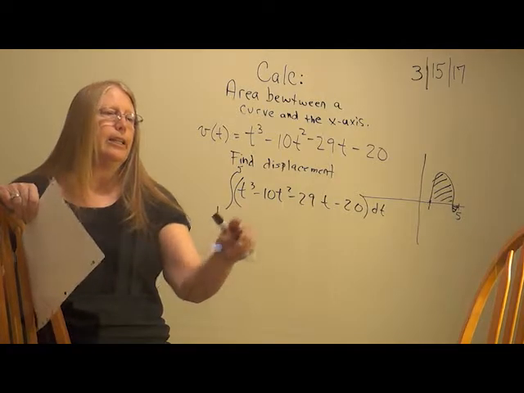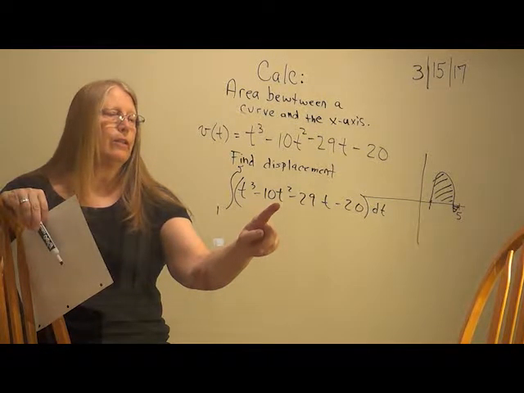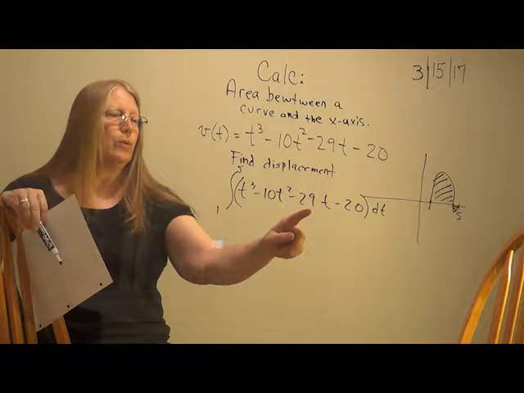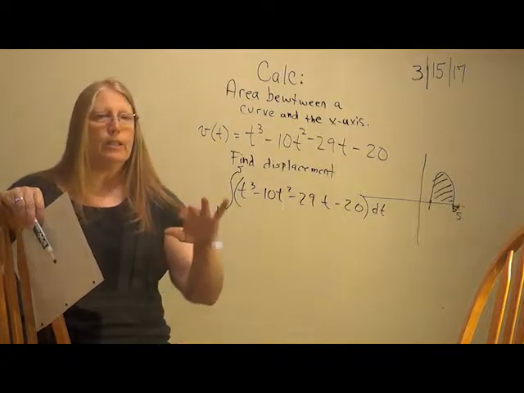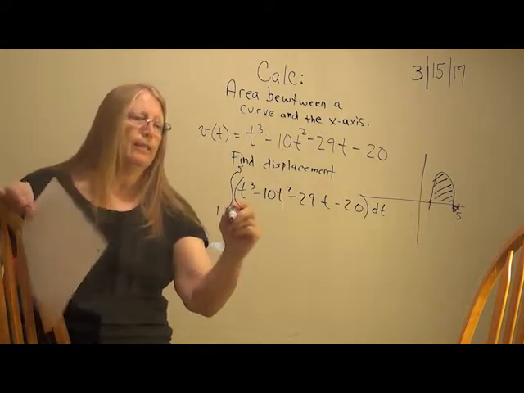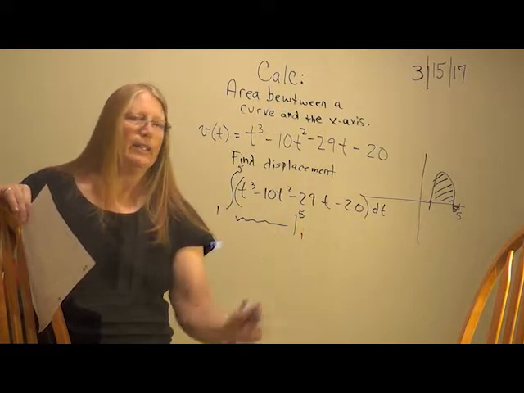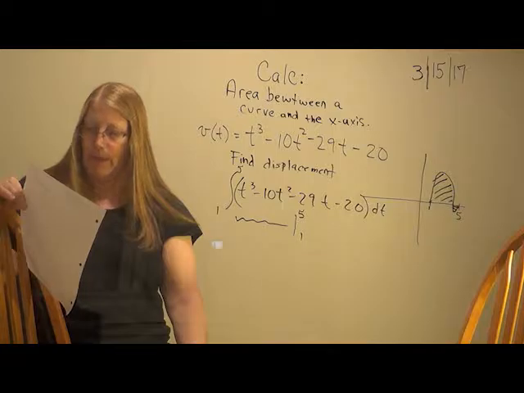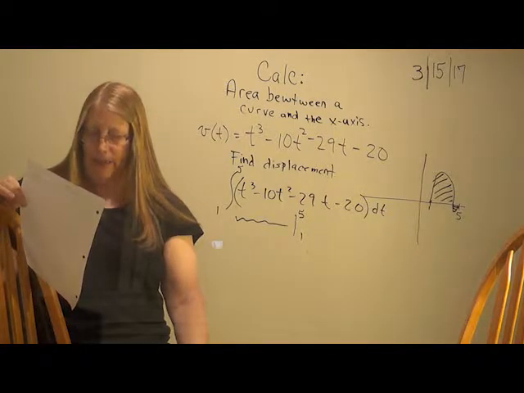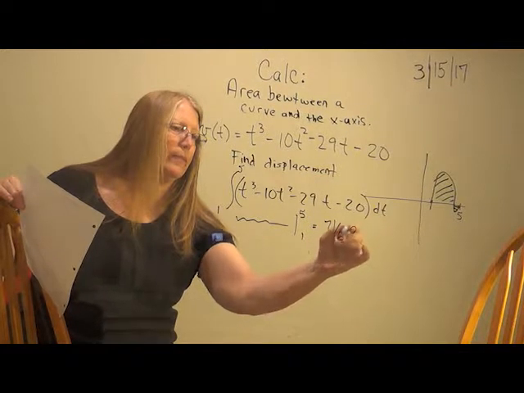So we're going to get t to the 4th over 4 minus 20t to the 3rd over 3 minus 29t squared over 2 minus 20t. So all of that is going to be evaluated first at 5 and then subtracting it at 1. And when we do all that, we're going to come out with a value. I think it was 71 over 6 feet.